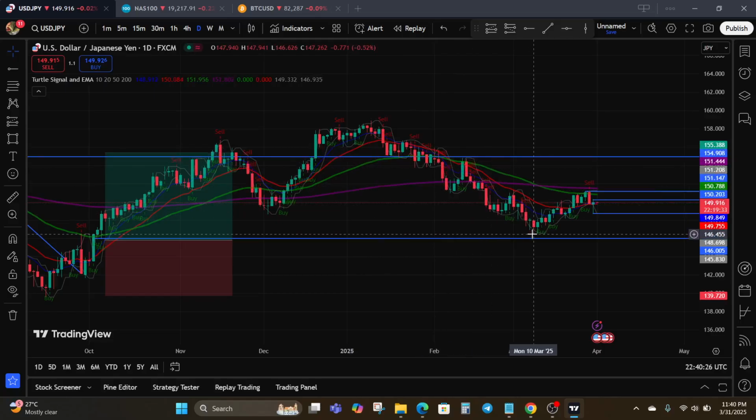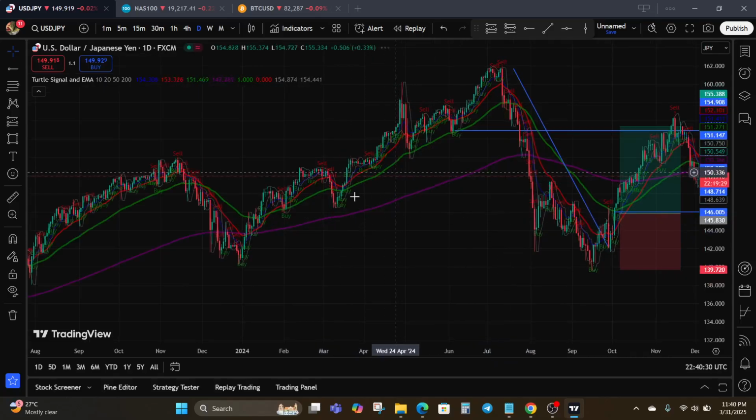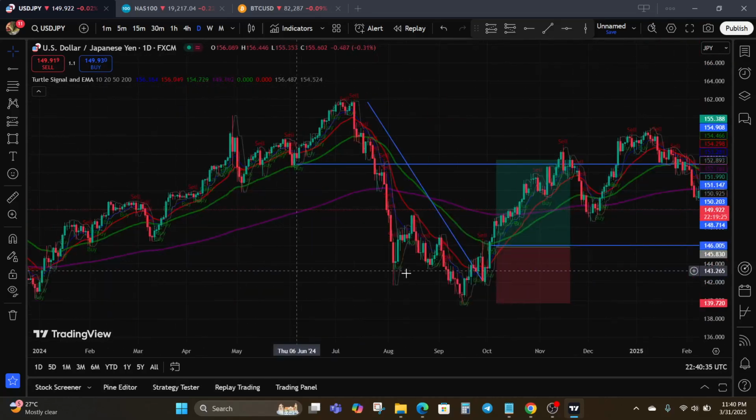It's quite straightforward. When the EMAs are widening, it shows that the trend is strong. But when the EMAs start entangling each other, it shows that the trend is probably getting weak or a consolidation phase is probably incoming.